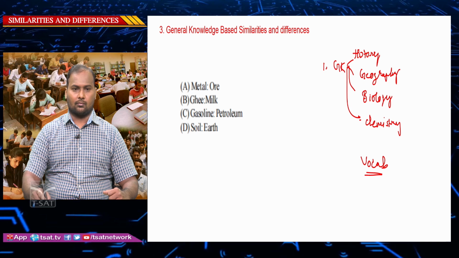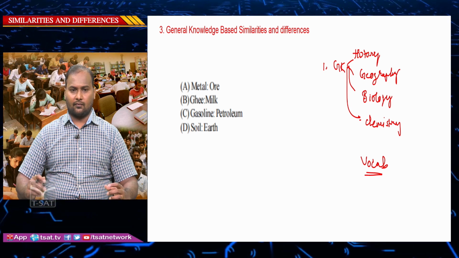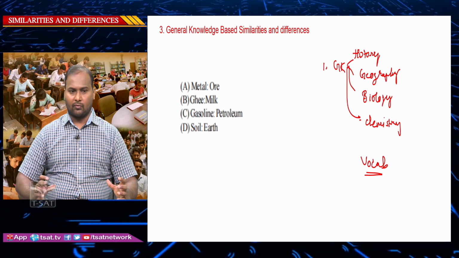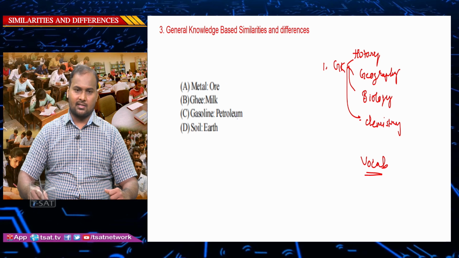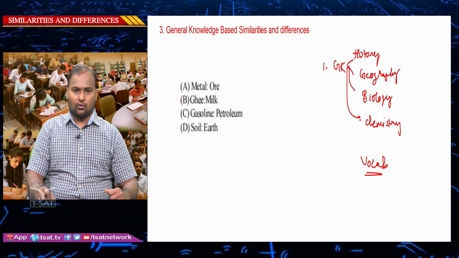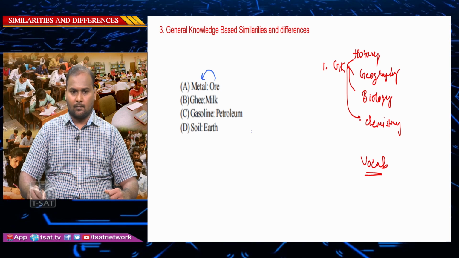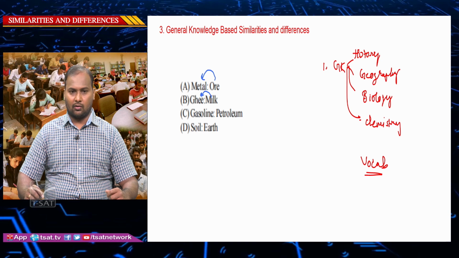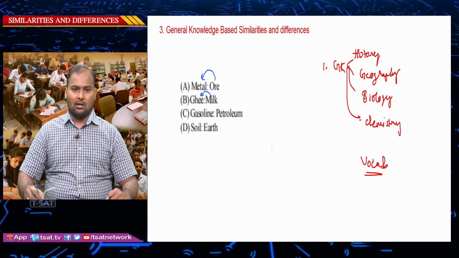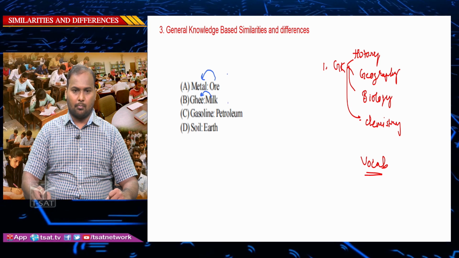If you see the first question, metal and ore. The first thing is you should be in a position to relate metal and ore. So what is the relation I can say? The metal is obtained from ore. In the same way, ghee is obtained from milk. Everybody knows that we obtain ghee from milk. And in the same way, we get gasoline from petroleum.